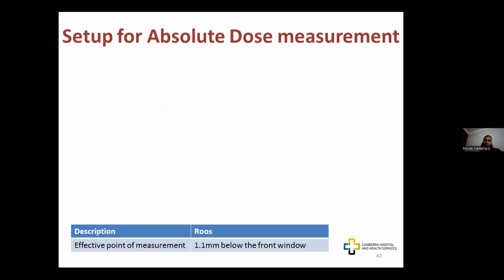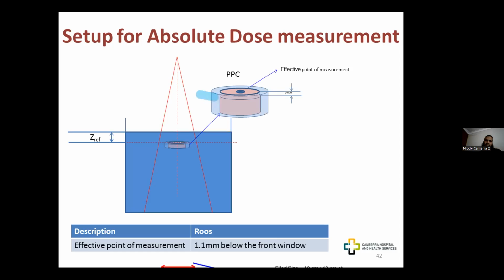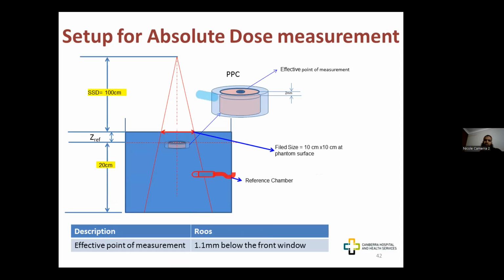So what do you actually do when you set up for the absolute measurements? You take your 10 by 10 applicator. You do your 3 readings at the Zref position of the energy. You get your 3 readings, and you use a reference chamber, which is normally used to correct for beam fluctuation. If there is any beam fluctuation, you can normalize to that and then correct it.